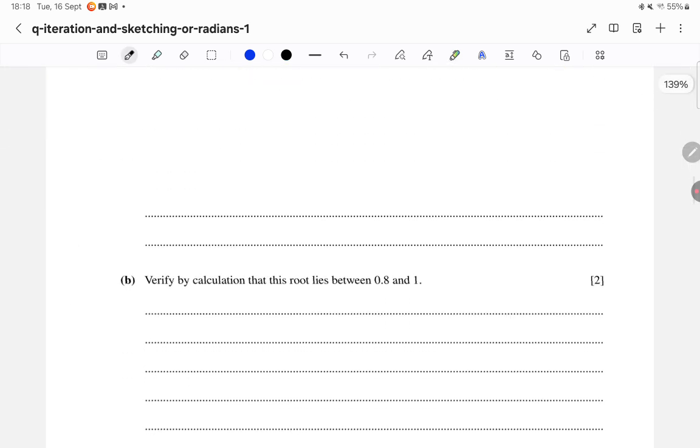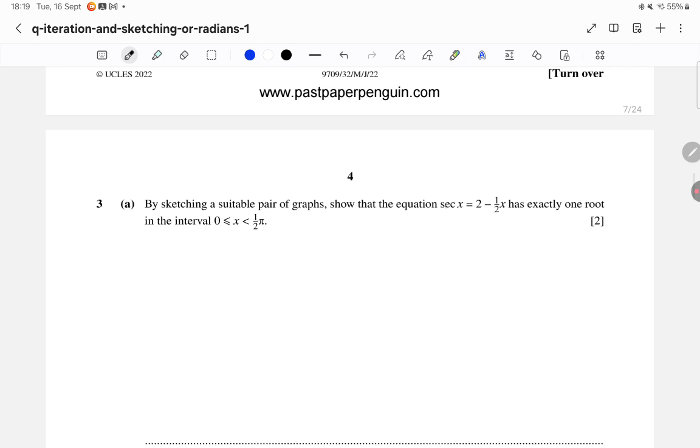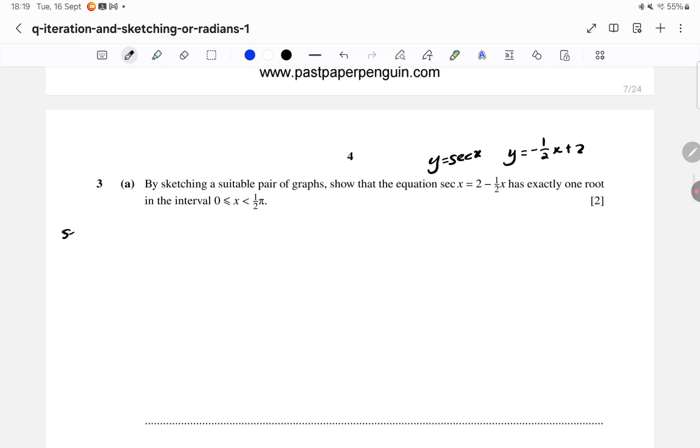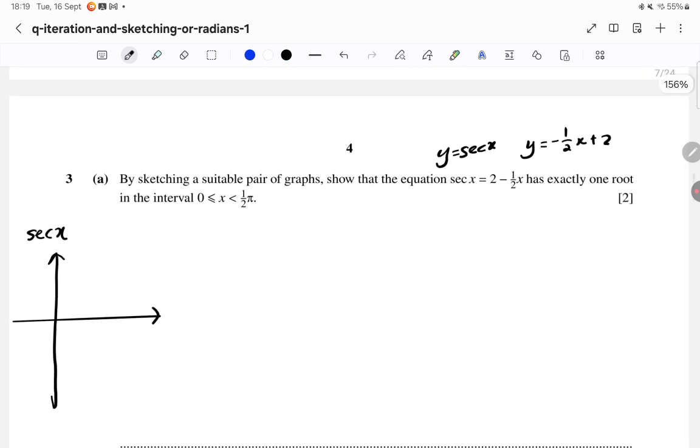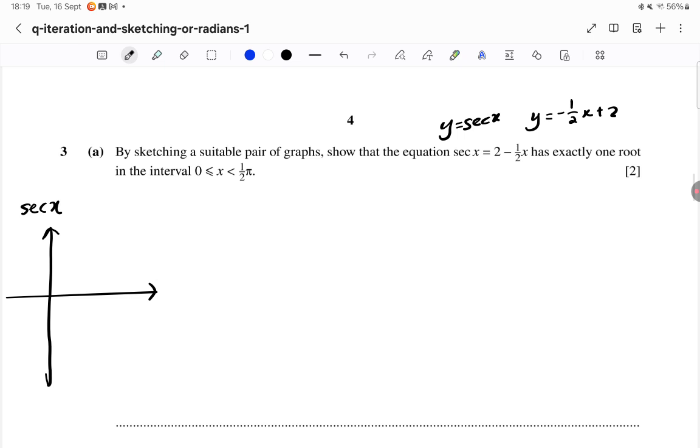Okay, and maybe let's just do one last question here, where it's a trigonometric question. So this should be good. They're asking us to graph y equals secant x and y equals, I'm just going to write in the line form, has exactly one root. First let's try to draw a secant graph. If you guys can remember, by the way, they've given us an interval over here of 0 to 90 degrees, or 1 over 2 pi.